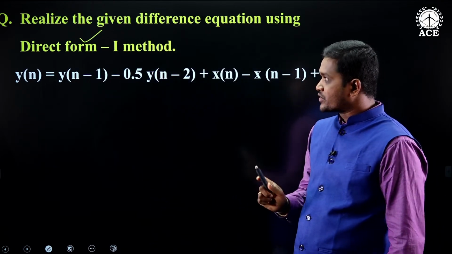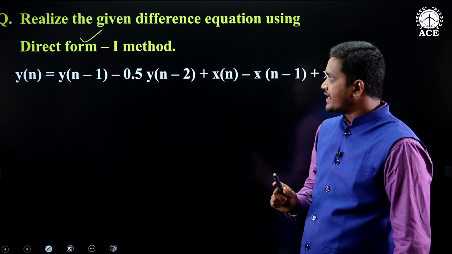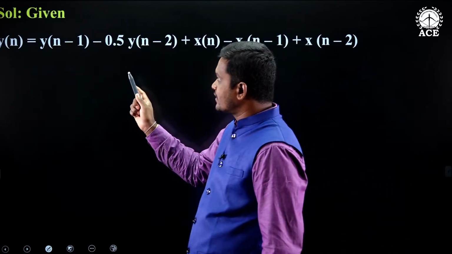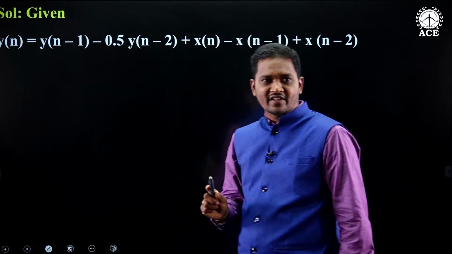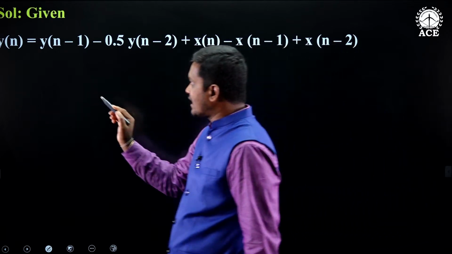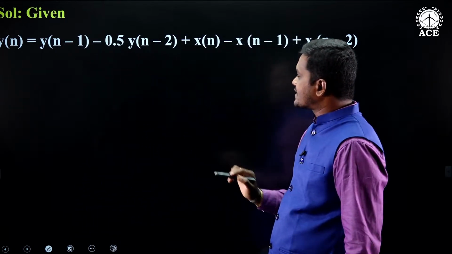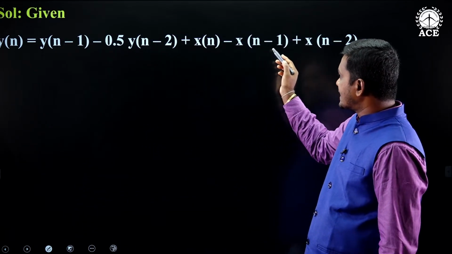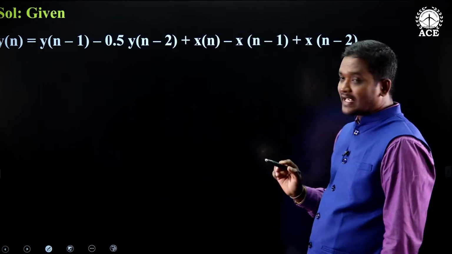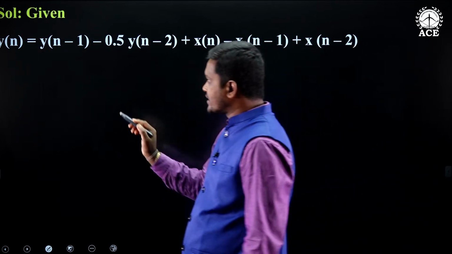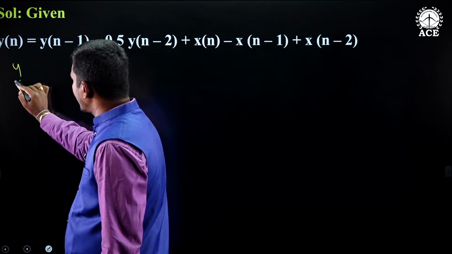Let us see now what the procedure is. What is step 1? See here. This is the given difference equation. Y of n equals y of n minus 1 minus 0.5 y of n minus 2 plus x of n minus x of n minus 1 plus x of n minus 2. What is the procedure? Please all of you look here.